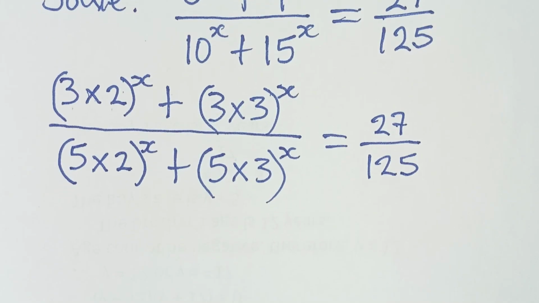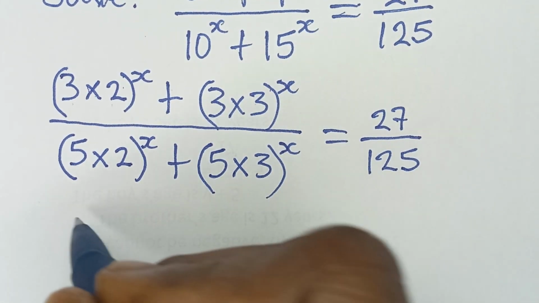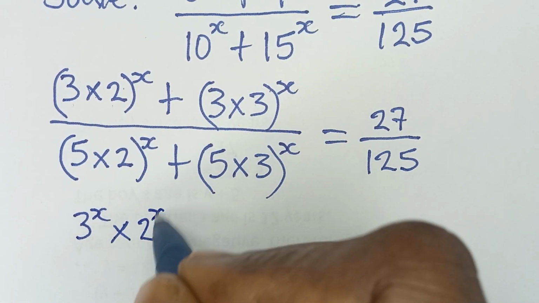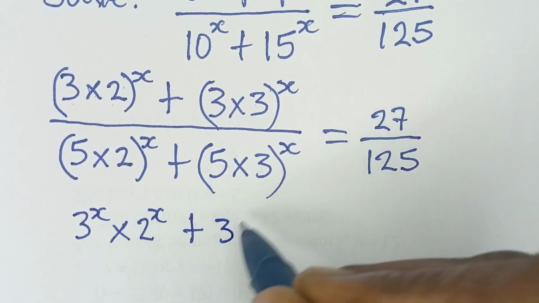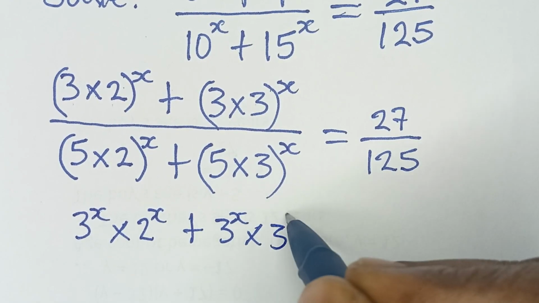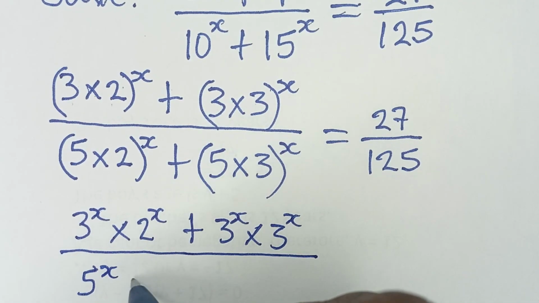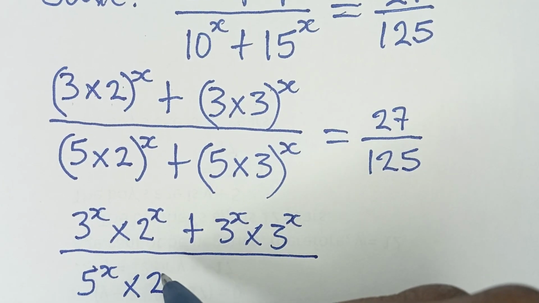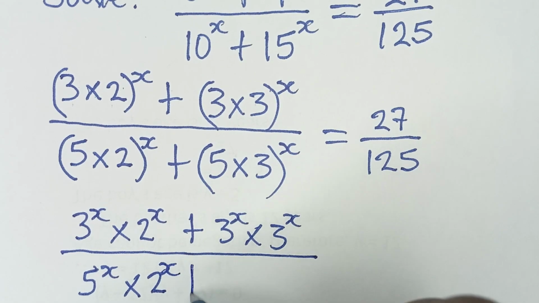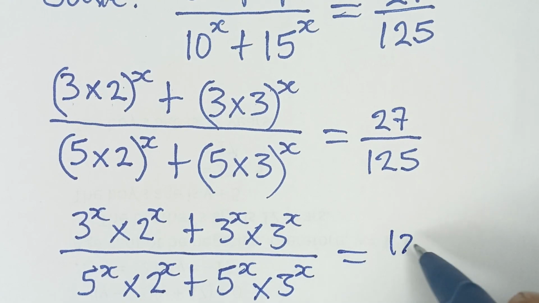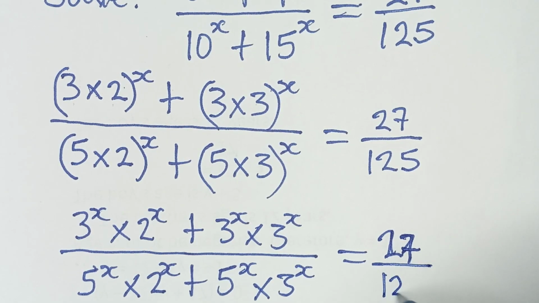So we can now rewrite this as 3^x multiplied by 2^x, and then plus 3^x multiplied by 3^x. The same thing to the denominator, 5^x multiplied by 2^x, then plus 5^x multiplied by 3^x. And everything is equal to 27 divided by 125.